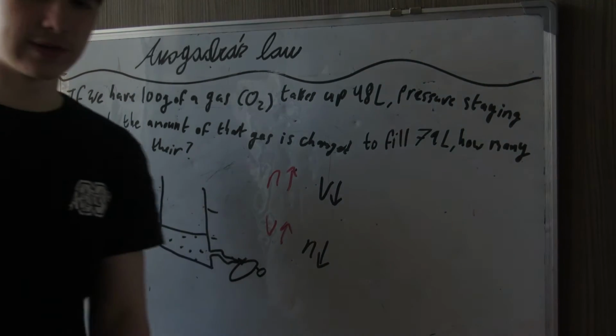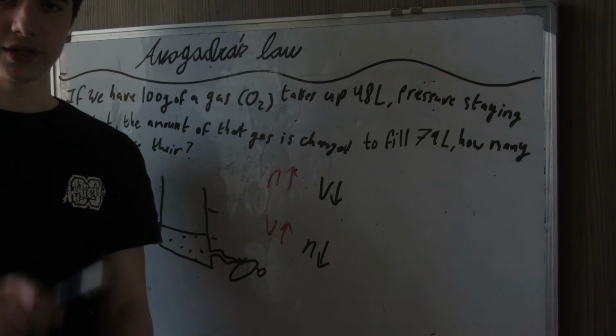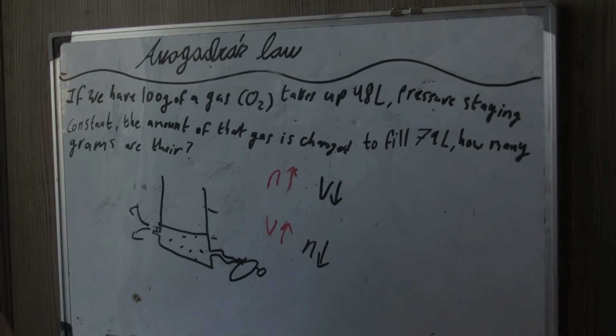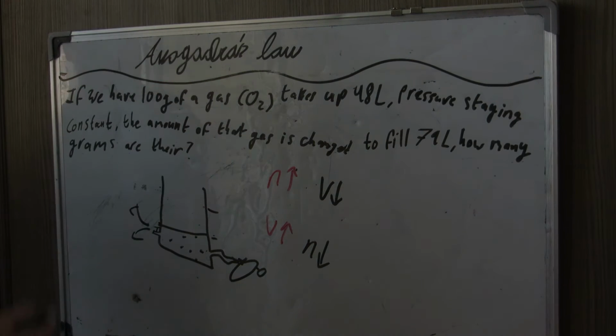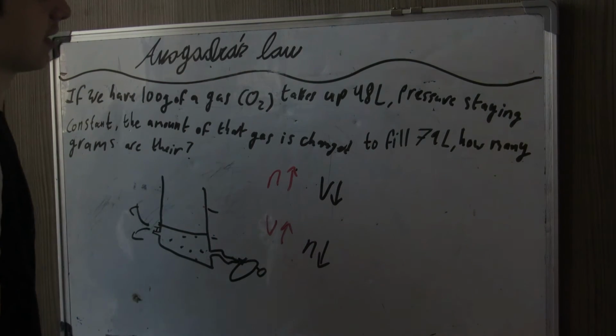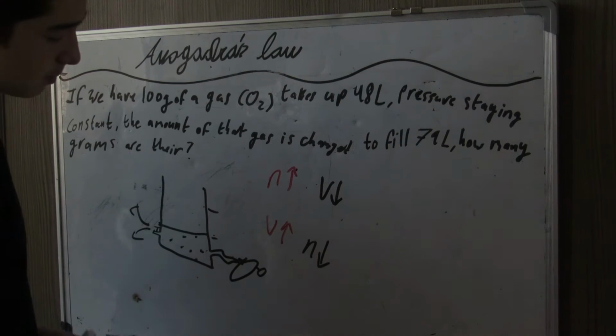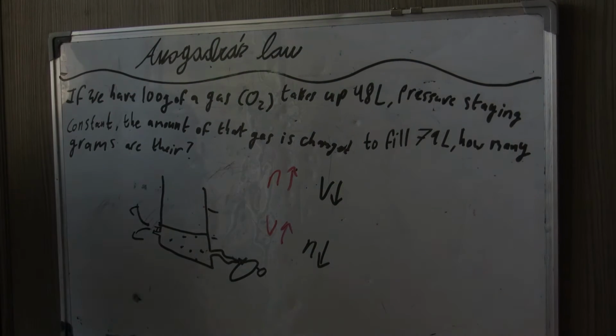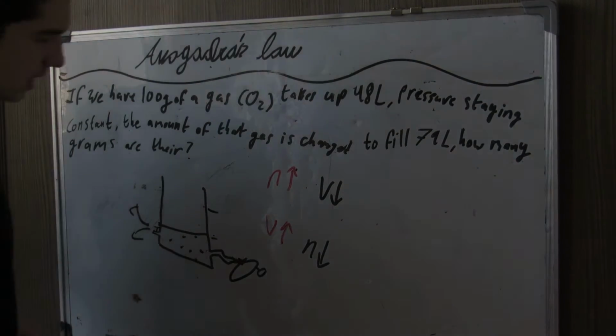Now, can you guess what type of relationship that is? You're right, it's a proportional relationship, because as one variable increases, the other must increase with it, and if it decreases, the second must decrease with it. Alright, great. Now let's talk about Avogadro.